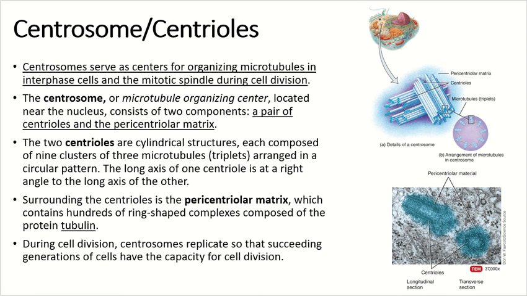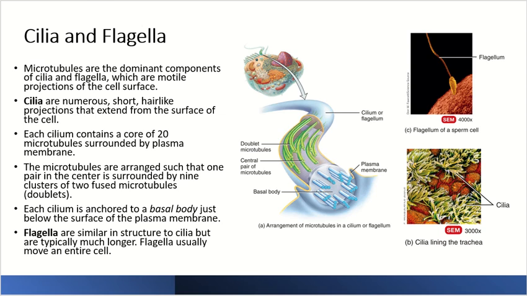So surrounding the centriole is going to be the pericentriolar matrix, which is going to contain hundreds of these ring-shaped complexes of the protein tubulin. And then during cell division, the centrosome is going to replicate so that any resultant generations of cells are also going to have the capacity for cell division.